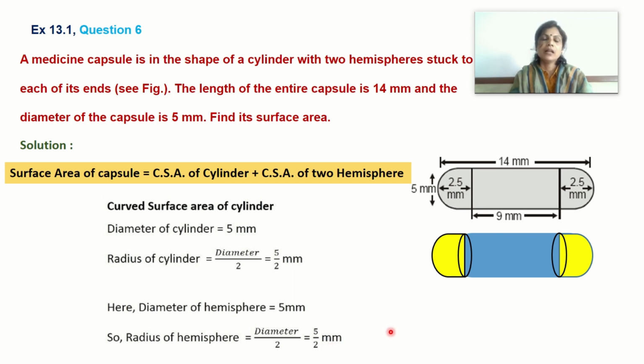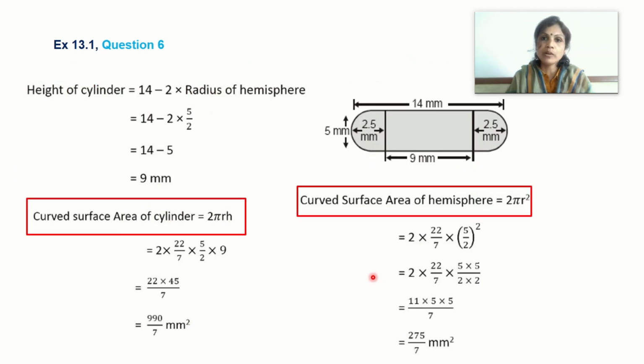Then the height of the cylinder we will require, because we have to find the curved surface area. We are given the total height as 14 mm. So the height of the cylinder is the total height minus this height, and this height is equal to the radius of the hemisphere. So 2 into the radius of the hemisphere we have to subtract from the total height. So 14 minus 2 into 5 upon 2, you cancel out this 2. So we are left with 14 minus 5, which is 9 mm.